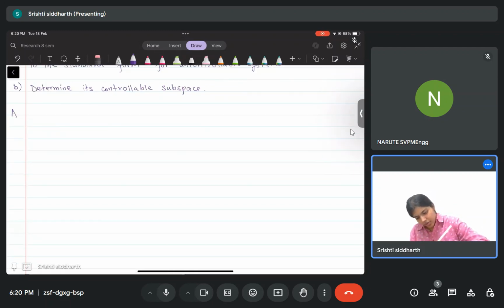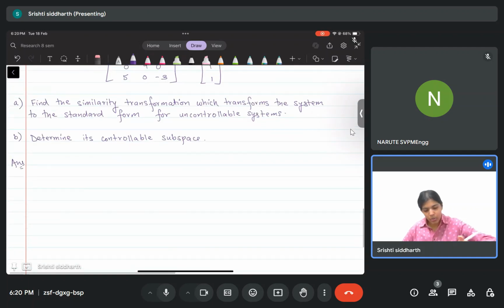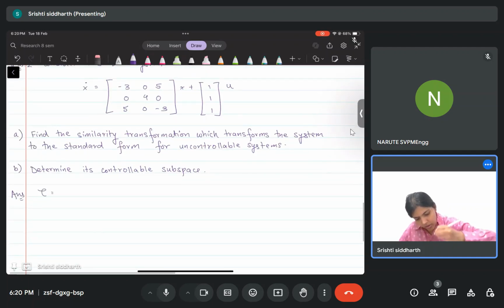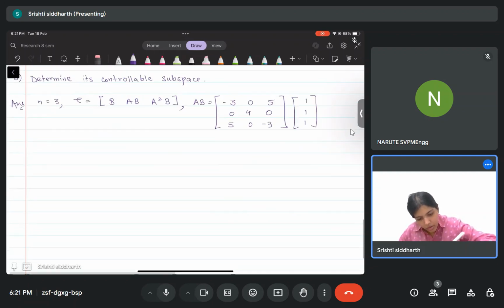So let's find out the transformation which transforms the system to the standard form. First of all, let's see if the pair AB is controllable or not. So we have n equals 3. Simply B, AB, and A squared B. Alright, so let's compute AB first. As 3 0 5, 0 4 0, 5 0 minus 3, times 1, 1, 1. So the first one is 2, then we have 4, then we have 2.